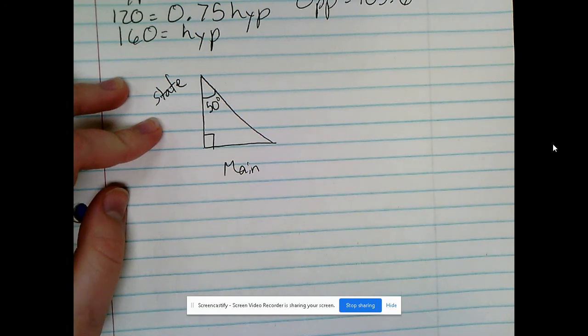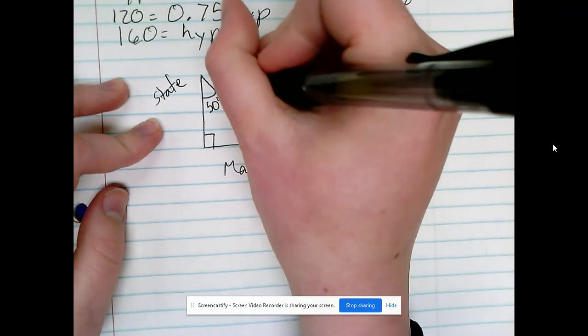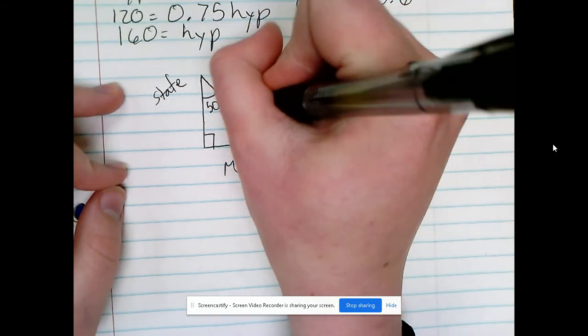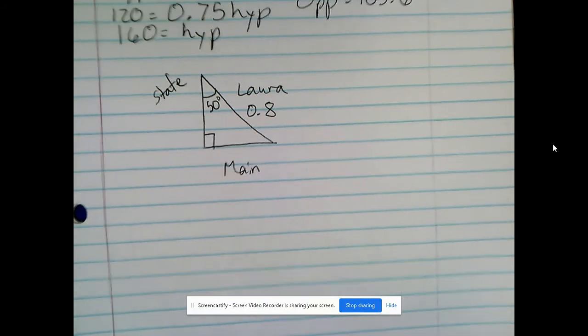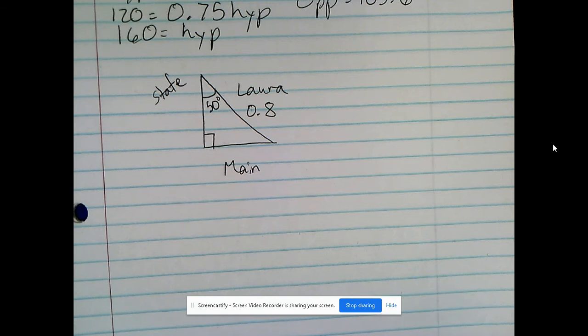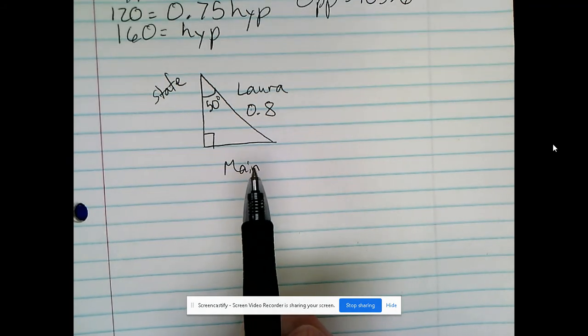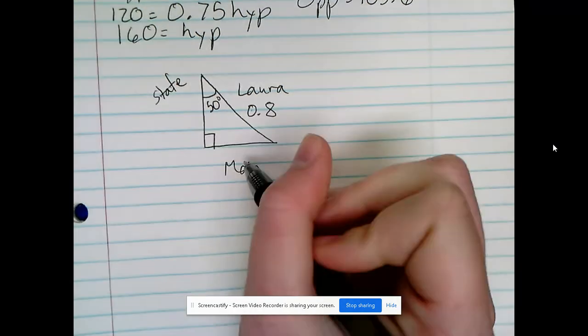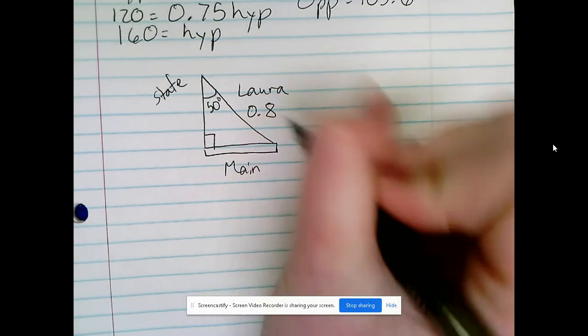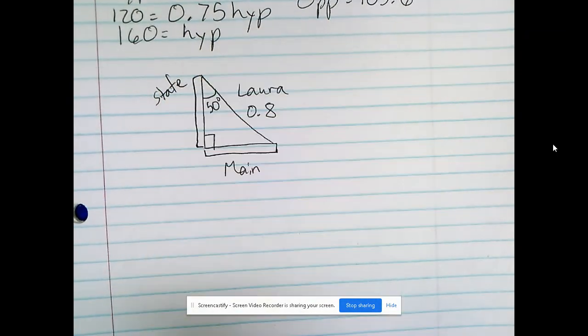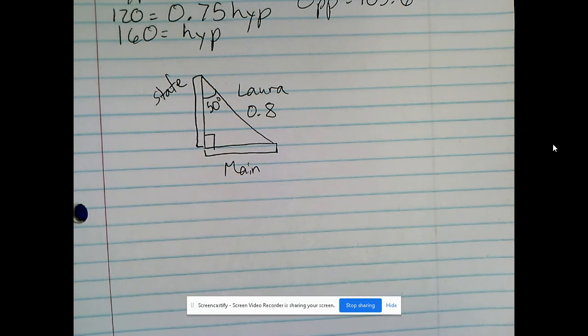Then it says the distance along Laura Street to Main Street is 0.8 miles. So our diagonal is Laura Street, and this distance is 0.8 miles. So it's saying that Laura Street is closed between Main Street and State Street for a festival. Approximately how far to the nearest tenth will someone have to travel to get around the festival if they only take Main Street and State Street? In order to find that information, we need to find the lengths of this side and this side, so we can add them up to know how far they need to go around.